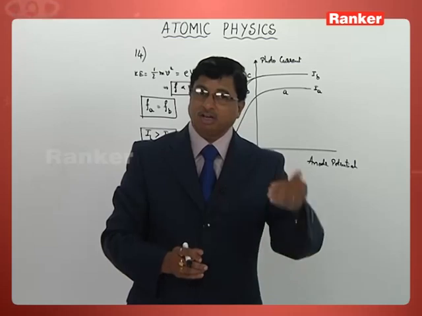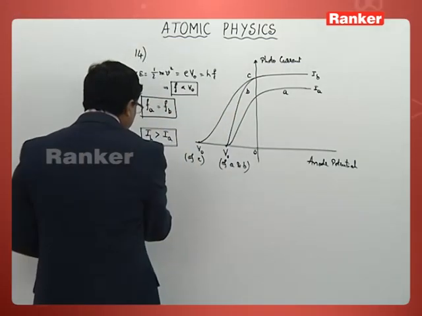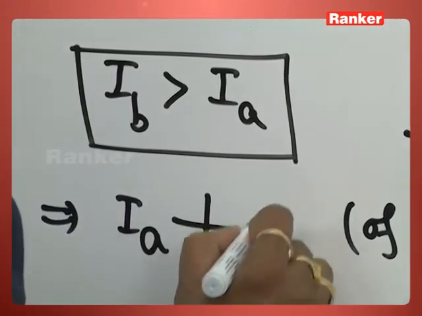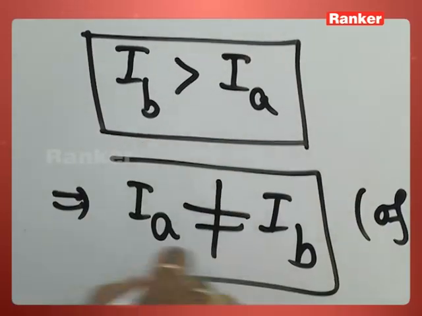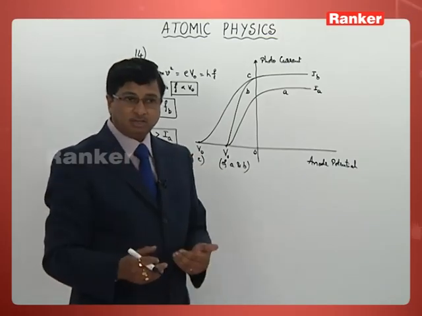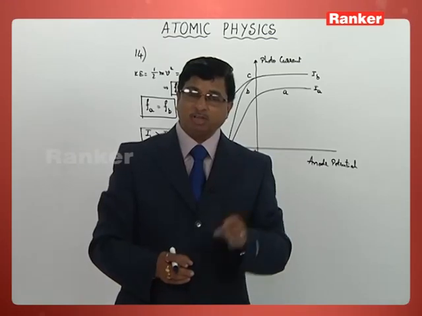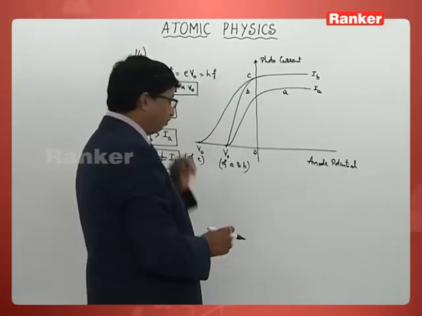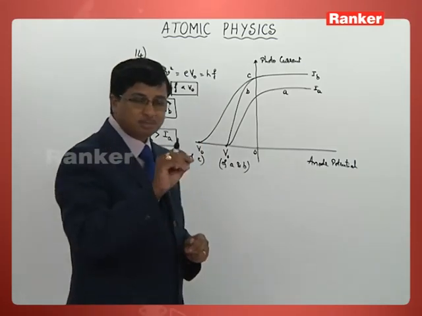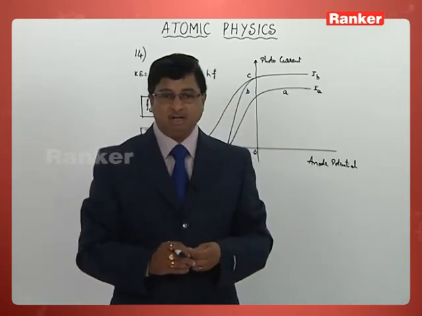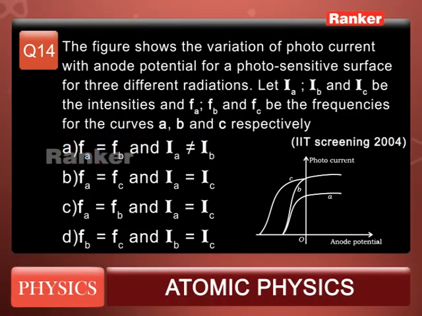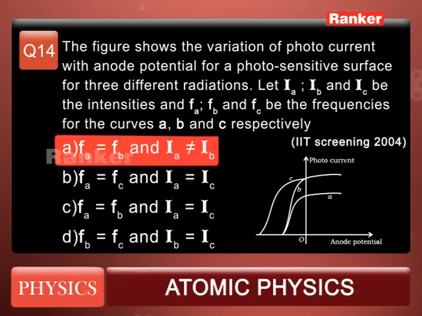So when IB is greater than IA, can't you write the same statement that IA is not equal to IB? One is greater than the other means simply speaking, they are not equal. Now see the very first option. What is the first option given? FA is equal to FB and IA is not equal to IB. That is the concept. So both of course we have obtained there. So automatically our answer stands as A. So the correct answer for this particular problem is A now.